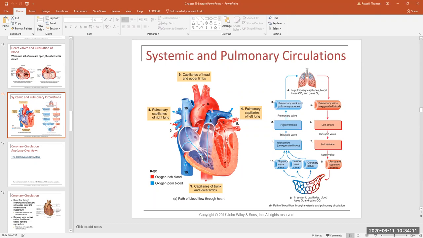Now, while I'm on this picture, I will say this. The cardiac cycle involves a relaxation and a contraction period for all the chambers. The relaxation period is called diastole, with a D, diastole. And the contraction phase is called systole.